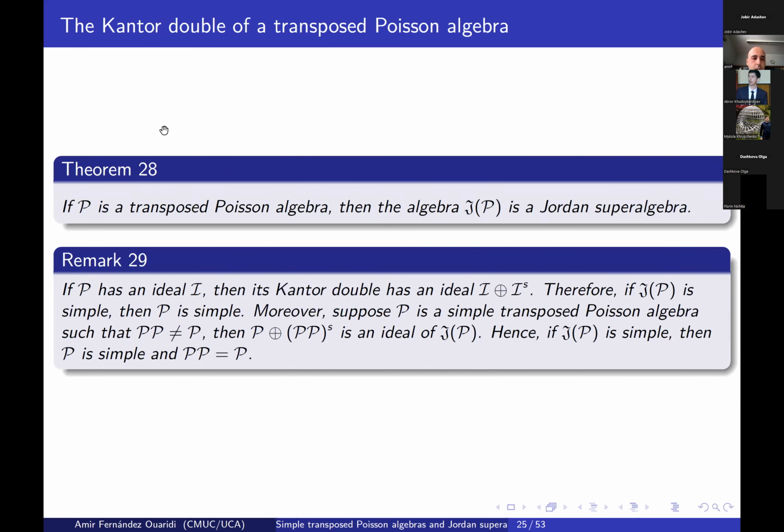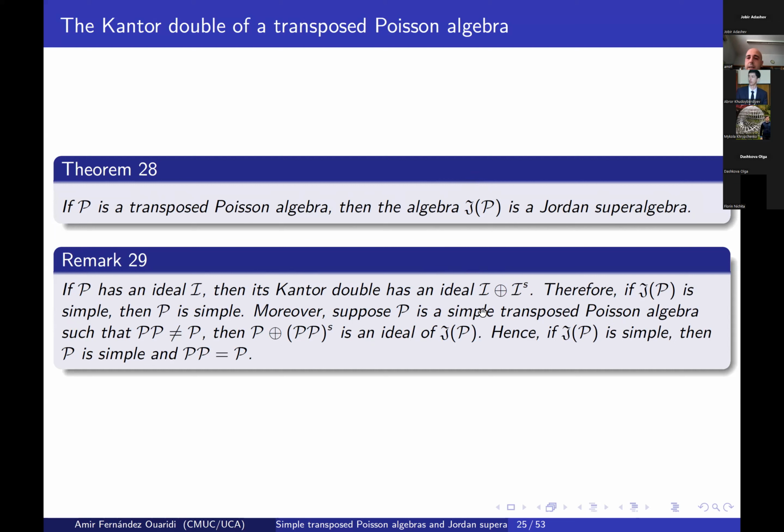Then what we can prove is that if P is a transposed Poisson algebra, then the algebra JP, which denotes the Kantor double of P, is a Jordan superalgebra. As a remark, if P has an ideal I, then its Kantor double has an ideal I plus I copy. Therefore, if JP is simple, then P must be simple.